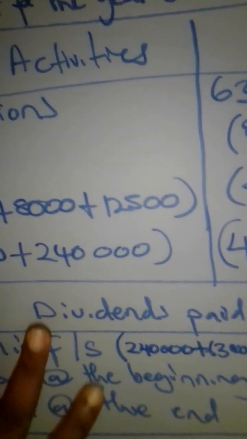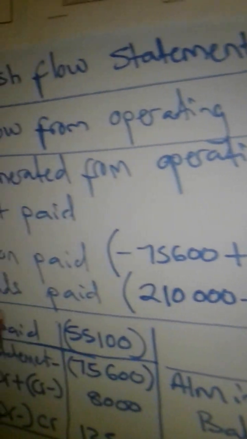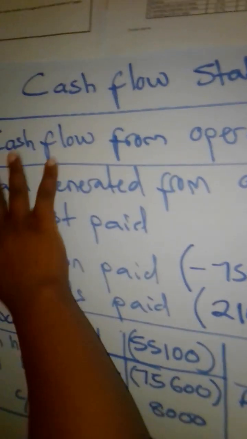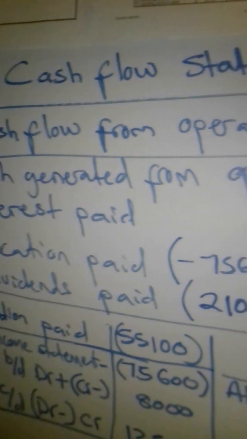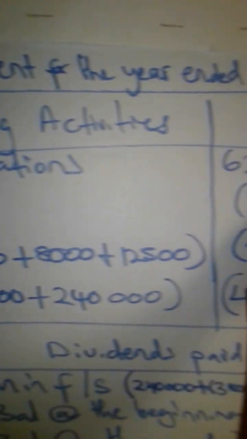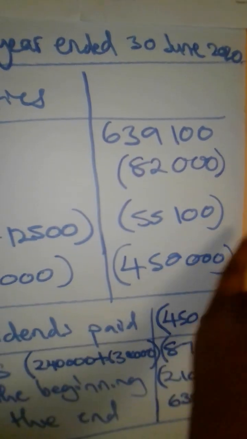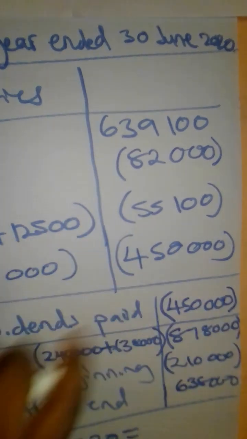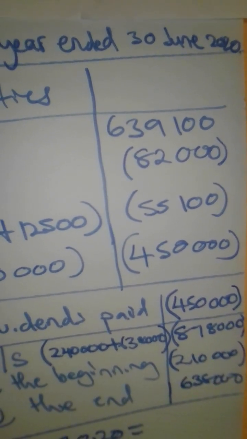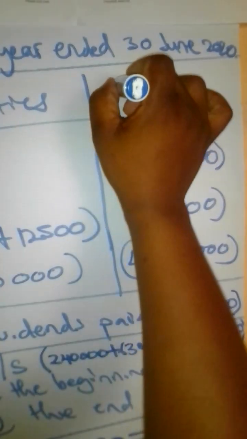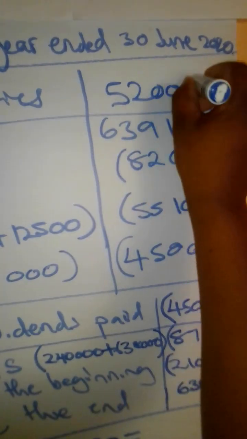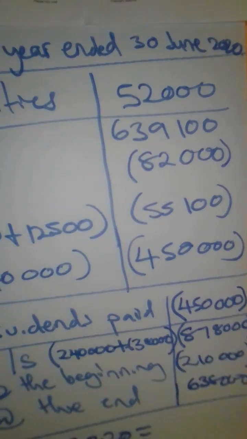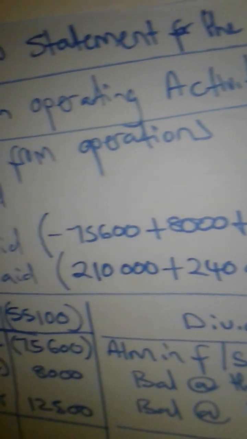Now that we are done with the calculations for taxation paid and dividends paid, we can safely calculate the cash flow from operating activities. We are simply saying 639,100 minus 82,000 minus 55,100 minus 450,000. We are going to remain with a positive 52,000. So this is our cash flow from operating activities.